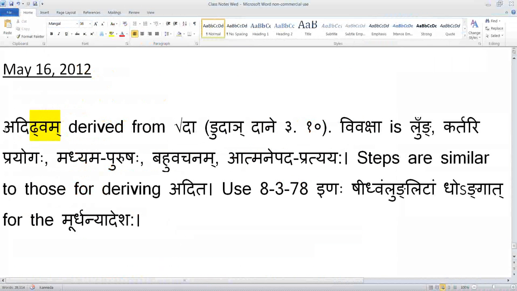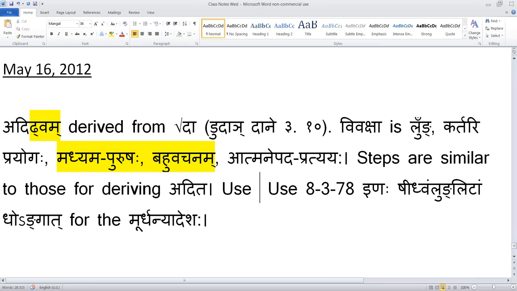If you take Adidhvam, you take the same dhatu, but instead we take the Madhyama Purusha Bahuvachanam and follow all the same steps, and we'll put that here also.